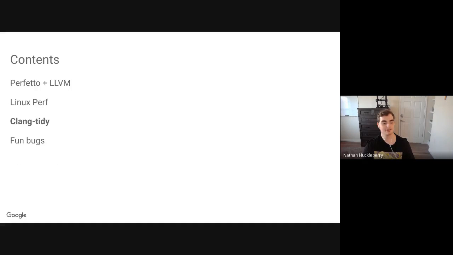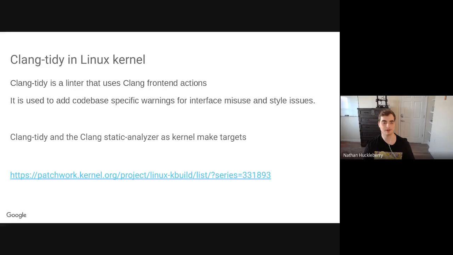So that's mostly it for Clang profiling. Now I'm going to talk about Clang-tidy and then the kernel. Clang-tidy, if you're not aware, is a linter that uses Clang front-end actions. So it's usually used to add codebase-specific warnings for interface misuse and style issues. And I've been working on adding Clang-tidy and the Clang static analyzer as make targets. You can see the patch there.